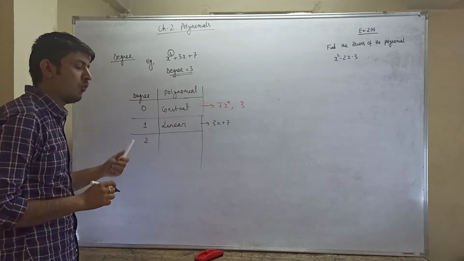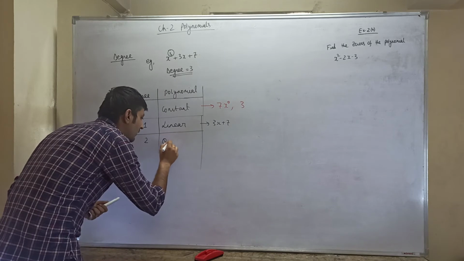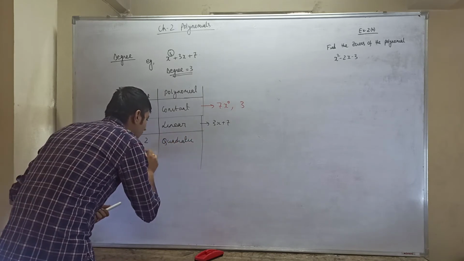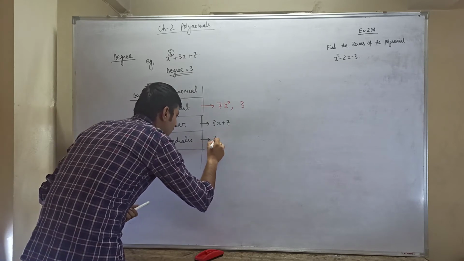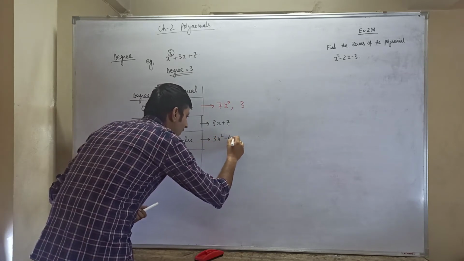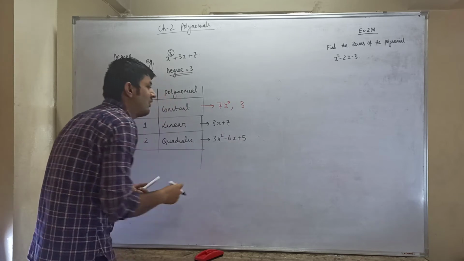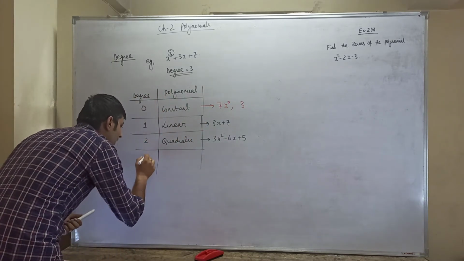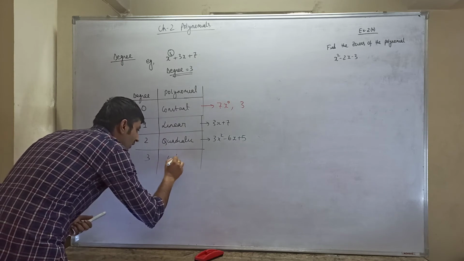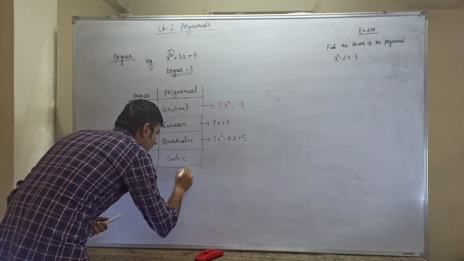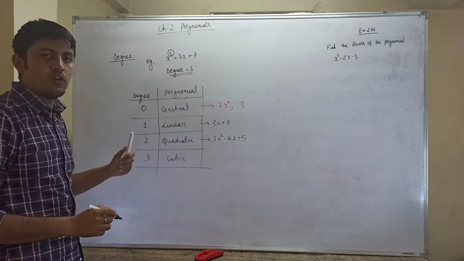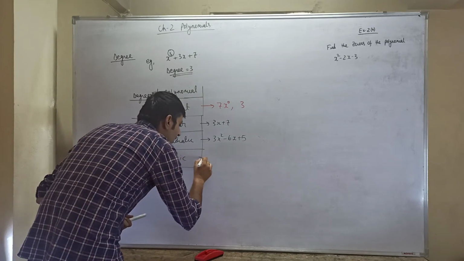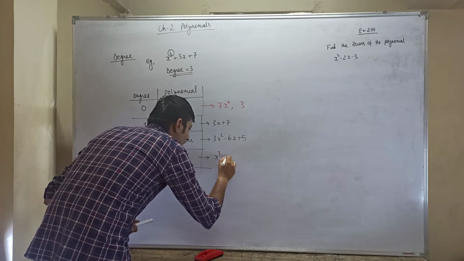When the degree is 2, it is called your quadratic. Example, 3x square minus 6x plus 5. Just make the degree 2. And next, when the degree is 3, it is called your cubic polynomial. So you can think of various examples. The degree has to be 3, x cubed minus 1.